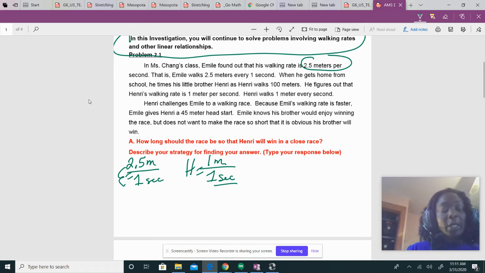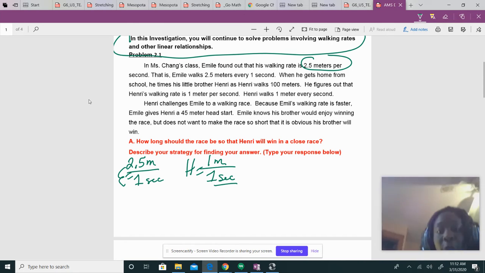So here's what I notice with this problem, because it's only one particular problem you're asked to find, really. How long should the race be so that it's close? And to describe a strategy for determining the race. Now, what I will tell you right now is that working backwards is in fact one of those things that you want to do, because here's what we do know. We do know that Henri is going to win the race slightly, but Emil wants to be very, very close to him.